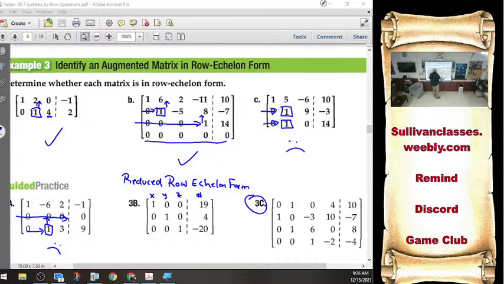Anyway, 3C, yes or no? No, because of the top one. And when you line it up, look at the row above it, the first non-zero entry is further in. That is not row echelon form. The first non-zero entry of row 2 did not align with the non-zero entry for row 1. So that one's a no. The idea behind this is still to eliminate that triangle of values.